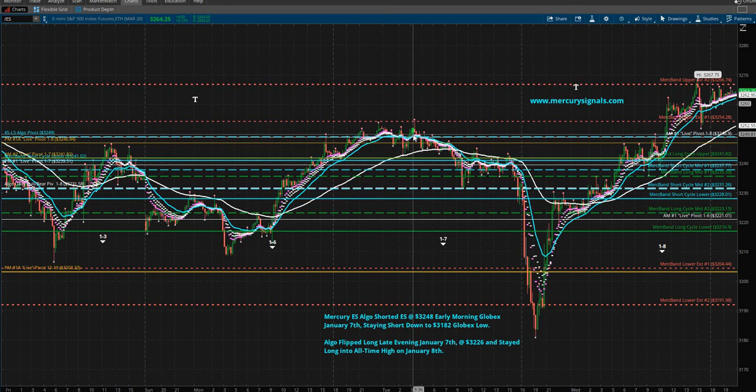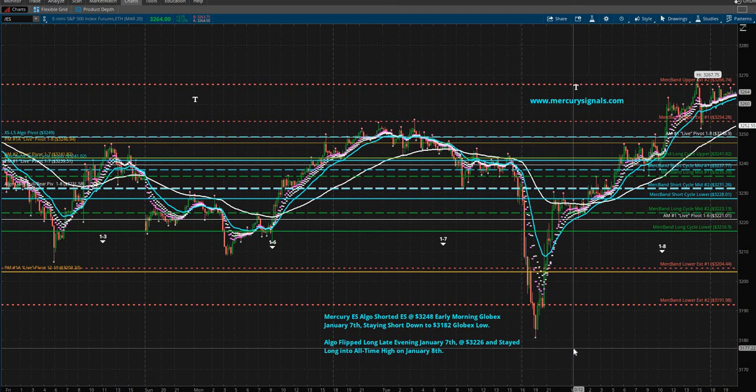And that's what these horizontal lines are. So our algorithm got short January 7th, a couple hours before the RTH opened, 32.48. Stayed short from bell to bell. More importantly, it stayed short into Globex, where you had this. Now, the pivots on this chart have already been updated for January 8th and tomorrow, January 9th. But I want to show you this same move with our algorithmic pivots.